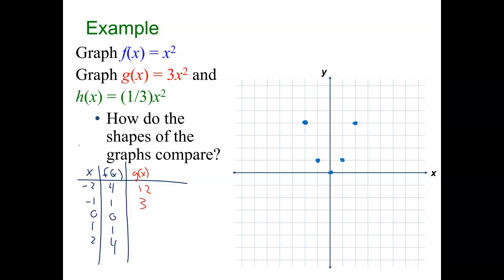And I take 0, and I square it, that gives me 0. And then I multiply it by 3, and I get 0. And then 1 squared times 3 is 3. And 2 squared times 3 is 12. Okay? So I took each of these values for f of x, and I multiplied it by 3. Okay? So let's look at what that does to our graph.